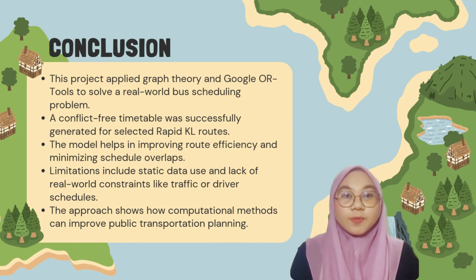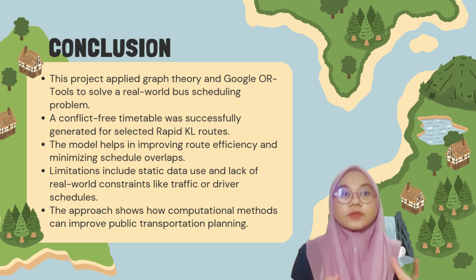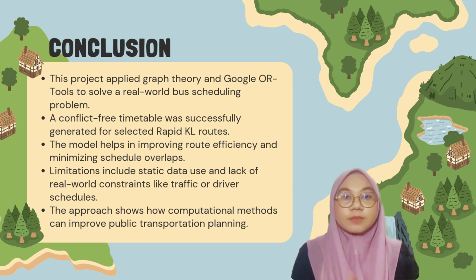To conclude our project, we successfully applied graph theory and Google OR tools to solve a bus scheduling problem involving Rapid KL routes. By identifying conflicts between selected routes, we managed to generate a conflict-free timetable that avoids overlaps and improves scheduling efficiency. So this shows how computational methods like graph coloring and optimization algorithms can be used to solve real-life problems, especially in public transportation planning.